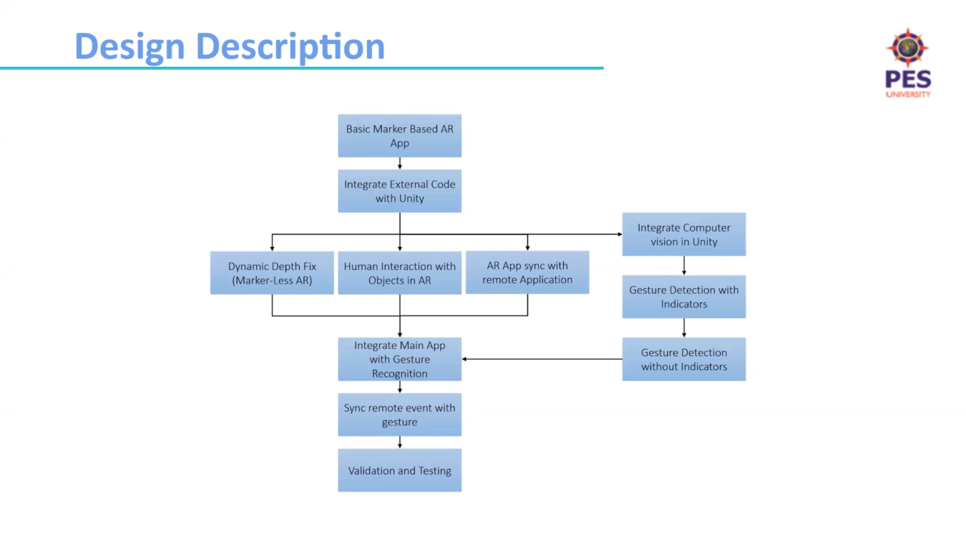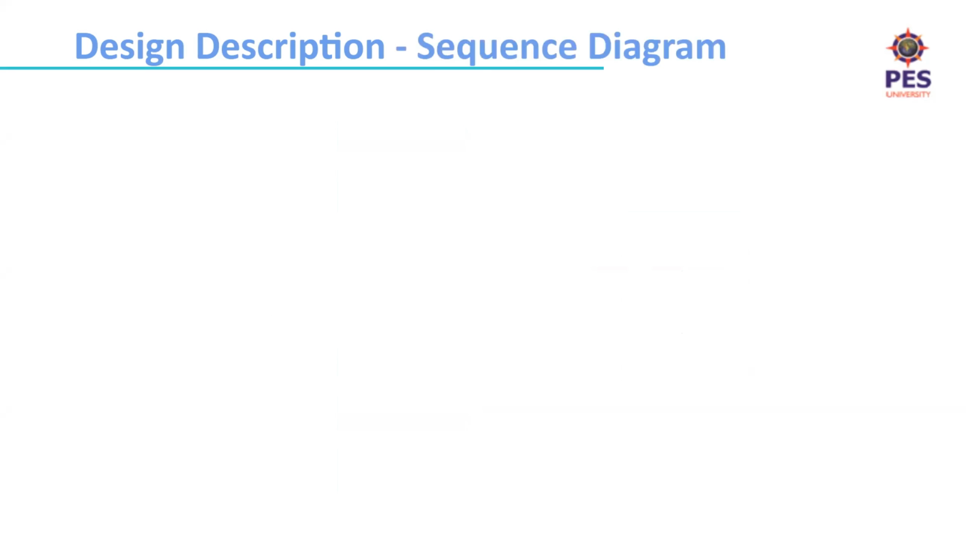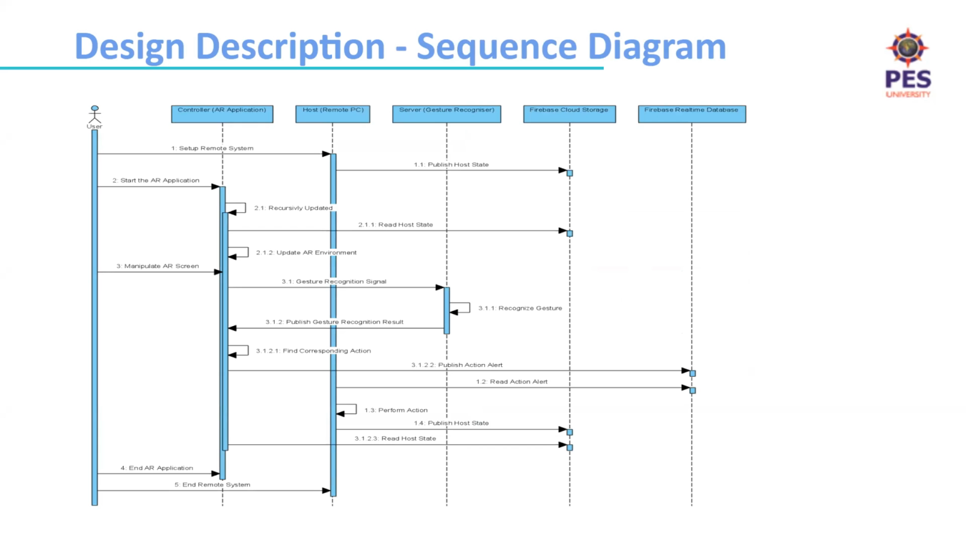Then going towards the sequence diagram. So this is how the entire flow of the system works. The process begins with the user enabling the host PC to be accessed by the augmented reality application. This is automatically followed by the storage of the initial state, and we define the state as the screenshot of the entire PC in this case in the Firebase cloud storage system.